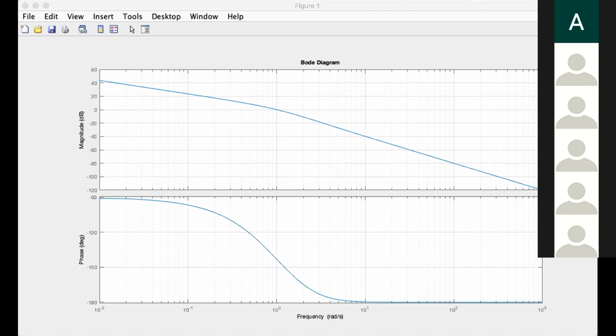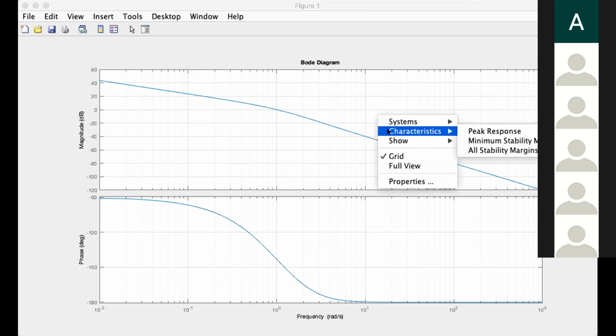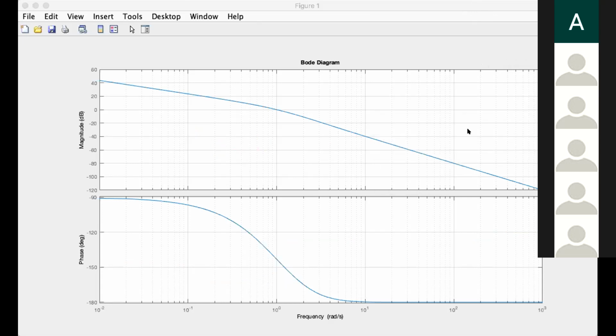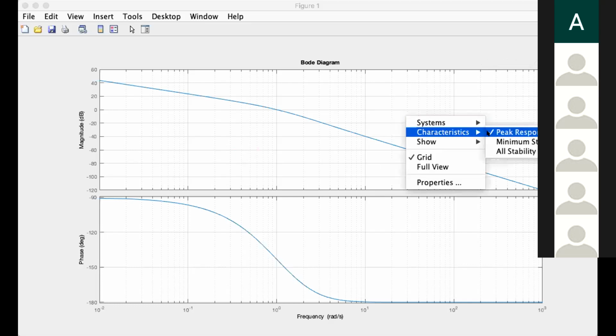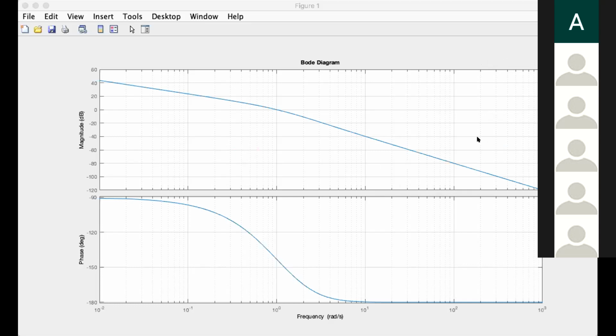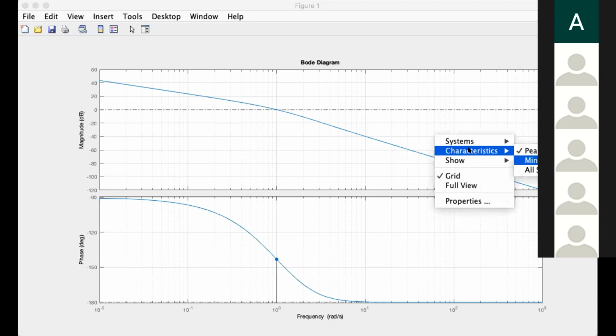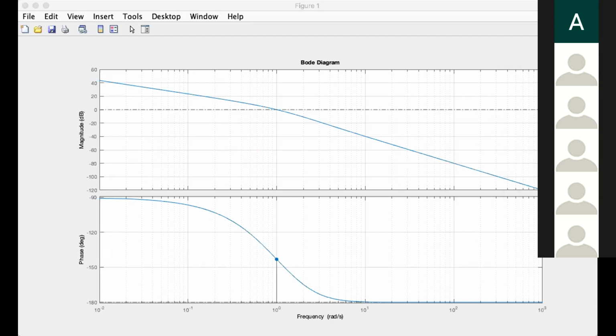So what else you can get from this plot? Let us explore. Peak response. Ada tunjuk? Tak ada. What else? Minimum stability margins. Ada. And then all stability margins. So shown here is the phase margin. Just to give you a teaser, because you will see these words, phase margin, gain margin.